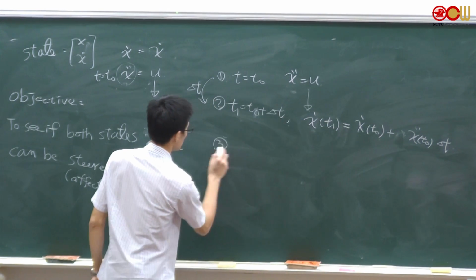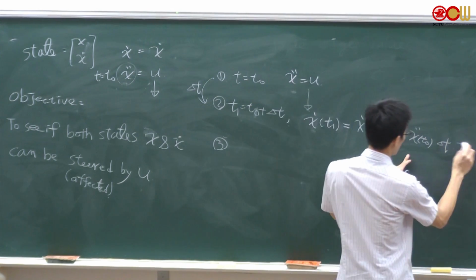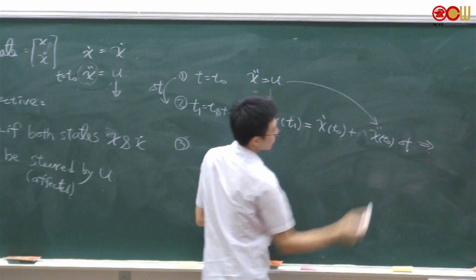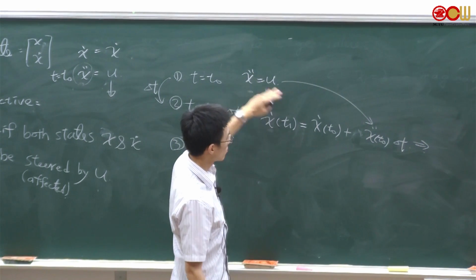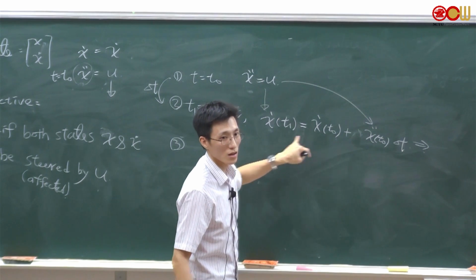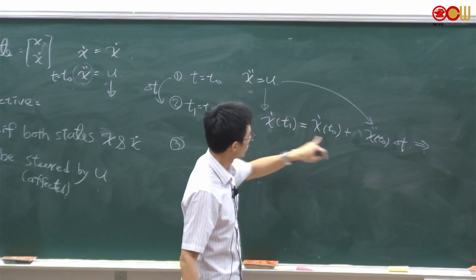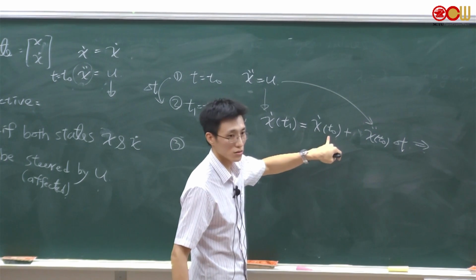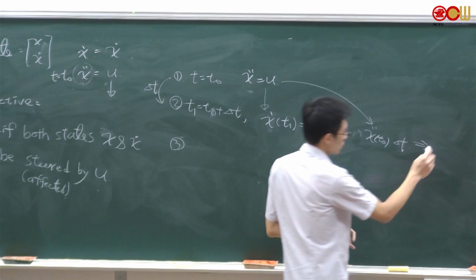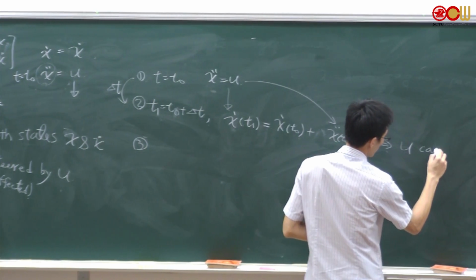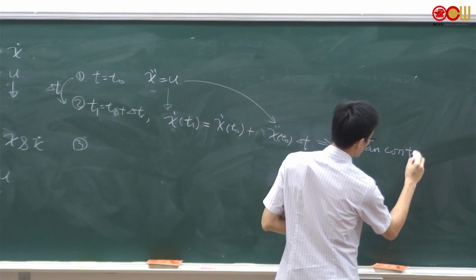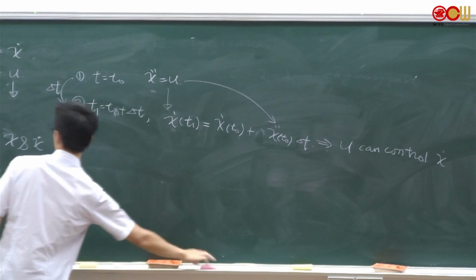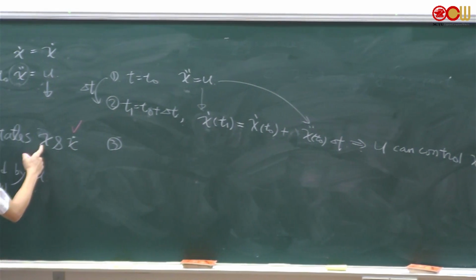So here we can conclude that. And where does this come from? This comes from here, right? If your u is 0, this is 0, and these two will be the same. But now we know it's non-zero, so they are different between t1, the x dot at t1, and t2. That means that you can control x dot. So this one is okay. How about this one?